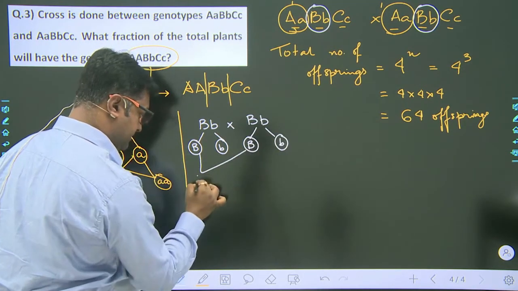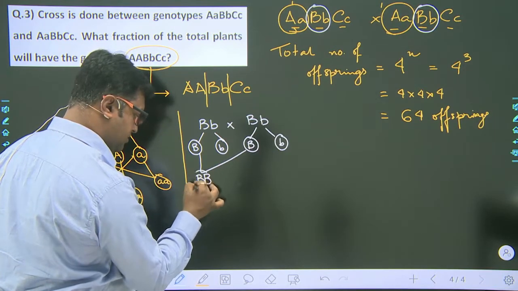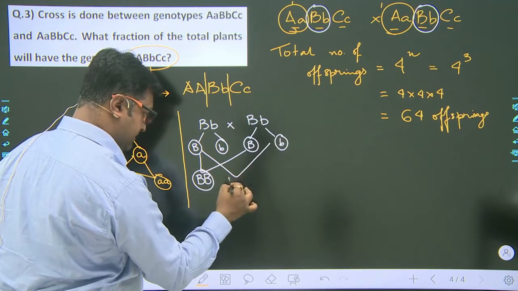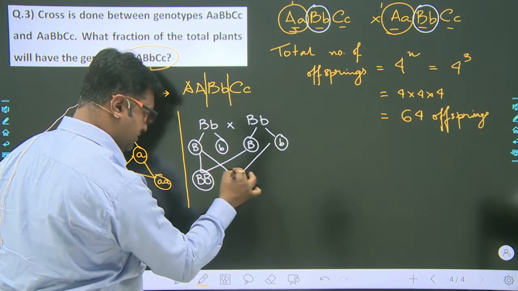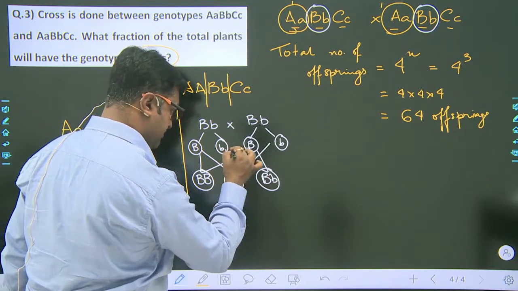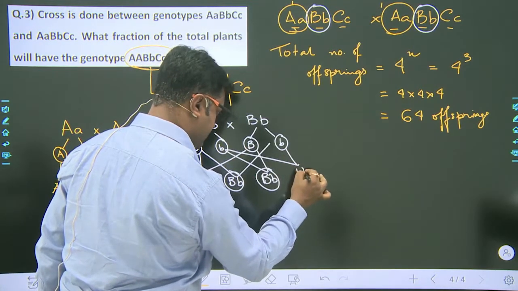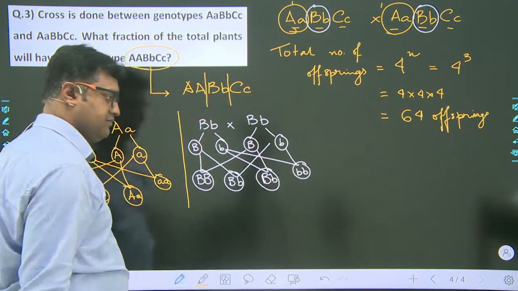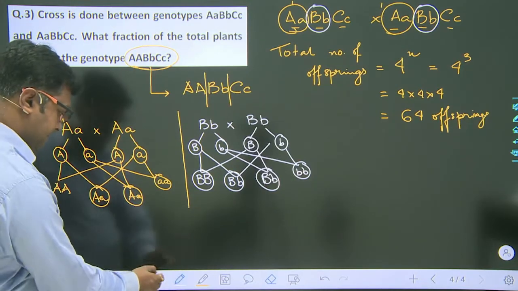Capital B, capital B will be the first occurrence. Capital B small b will be your second occurrence. Again, there will be an occurrence of capital B small b, and finally there will be your small b. Clear?